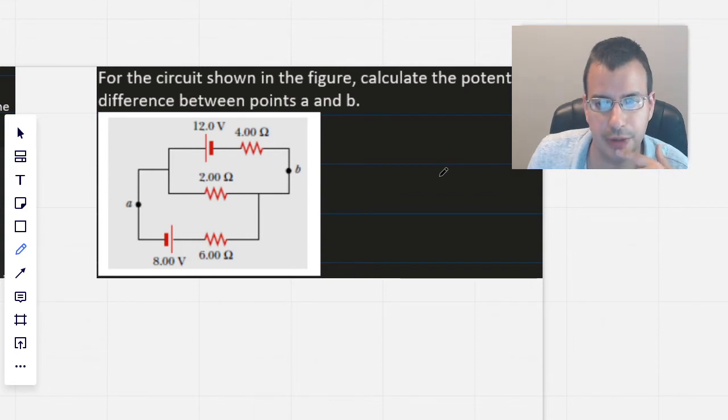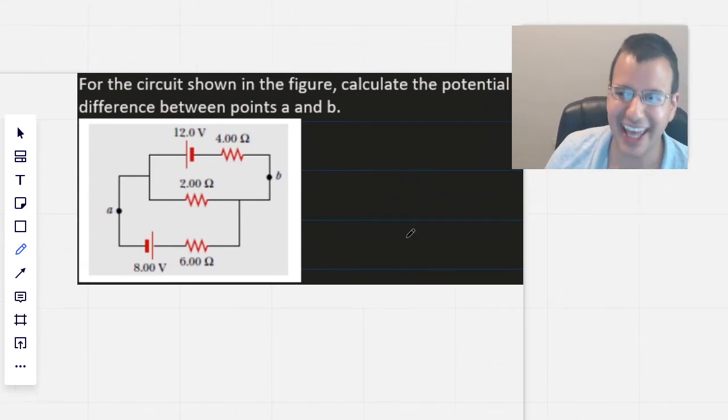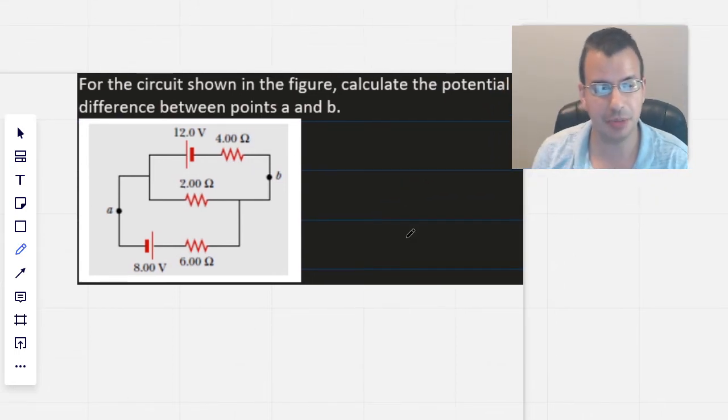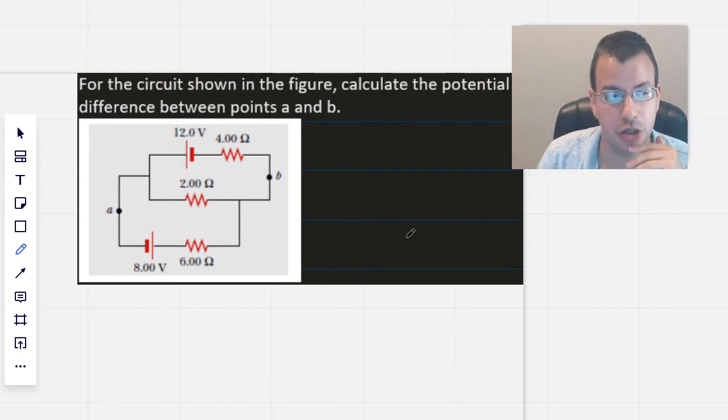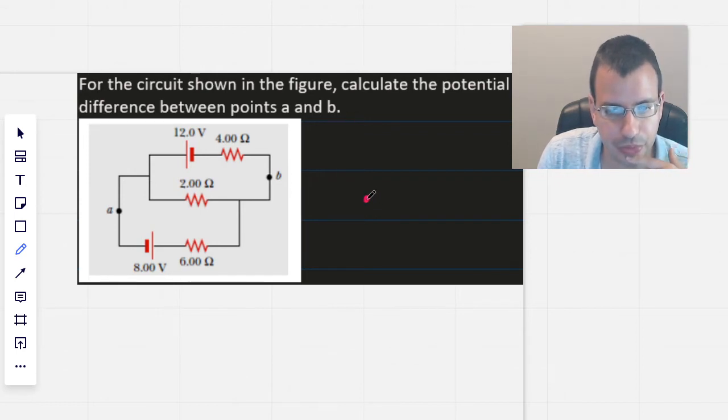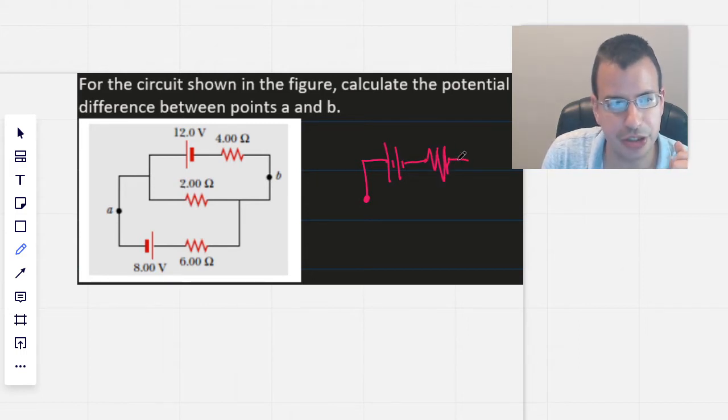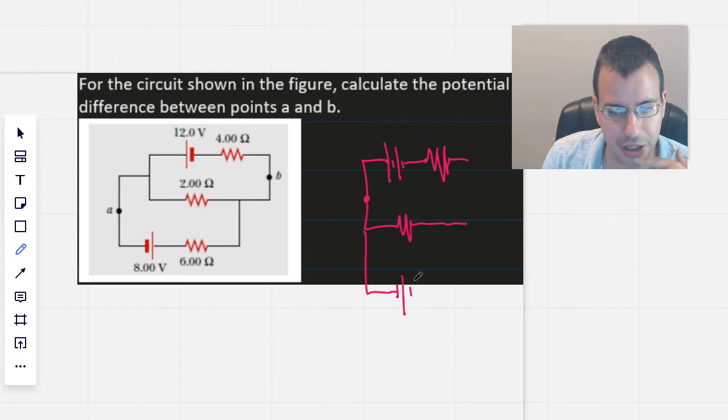For the circuit shown in the figure below, calculate the potential difference between points A and B. Okay, so whenever I'm given a confusing circuit like this, one of the first things I want to do is redraw it in a way that feels more intuitive. Here's the battery on top. There's the resistor on top. Looks like we have a resistor in the middle. And then we have a battery on the bottom going the opposite direction as the battery on top.